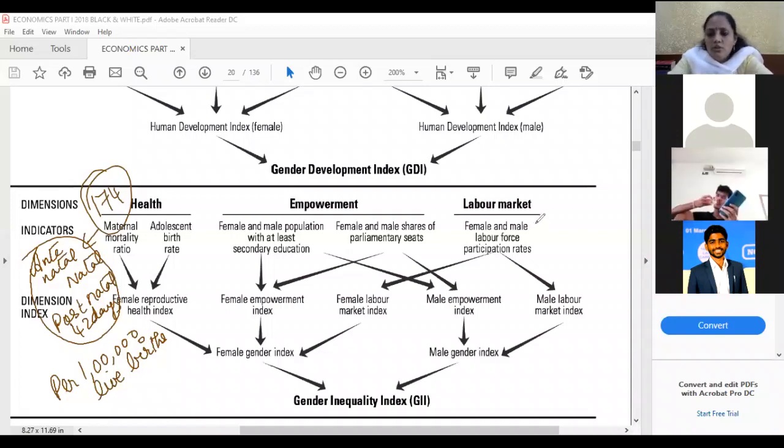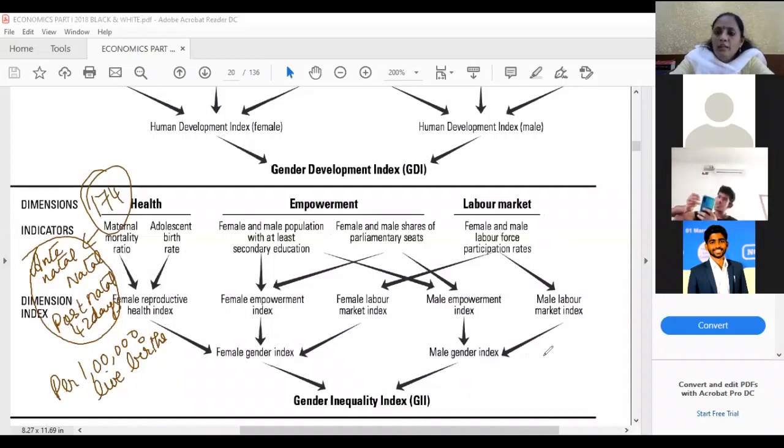So these are all the issues I'm discussing. Most of the issues were pertaining to India. Similarly, these issues will be there across the different countries in the world. Then they are going to say how women and men are performing in terms of health, empowerment and labor market across the different countries, and then summarize it in the form of female gender index and then the male gender index, and then bring it into the gender inequality index.